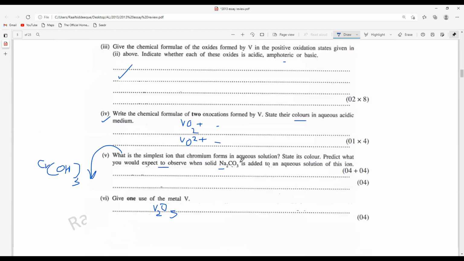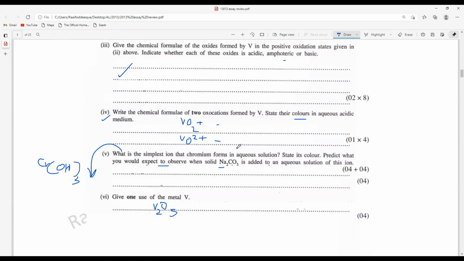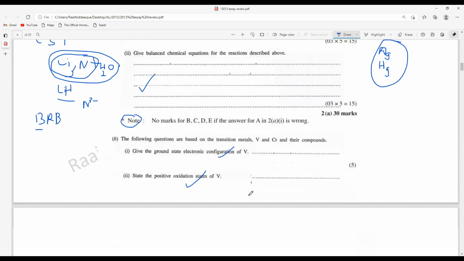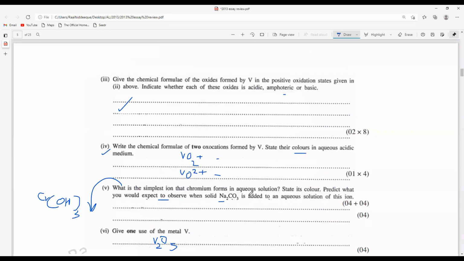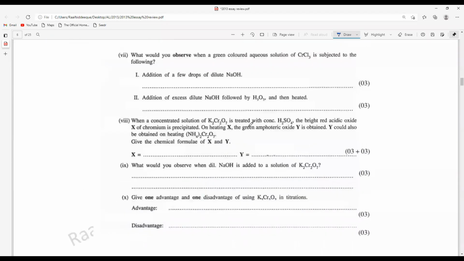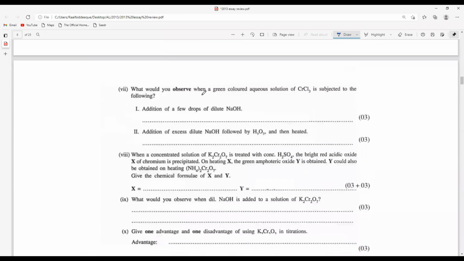So this is about the vanadium question. They have asked about vanadium. See, they have even touched the d block here. Inorganic stuff. And then they are going to chromium. So what would you observe when green colored chromium is subjected to the following? So when you have chromium 3+, let me see if you have any questions up to now. If you have any questions, please put them here.